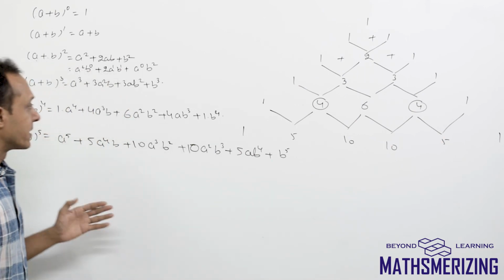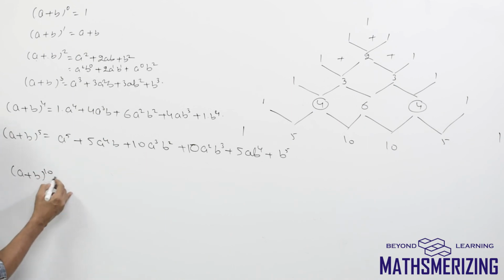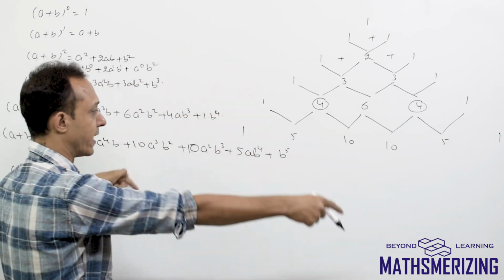Now the problem with Pascal's triangle is, suppose I have to write (a + b)¹⁰. So it'll be very cumbersome. Then I don't want to create this triangle every time.